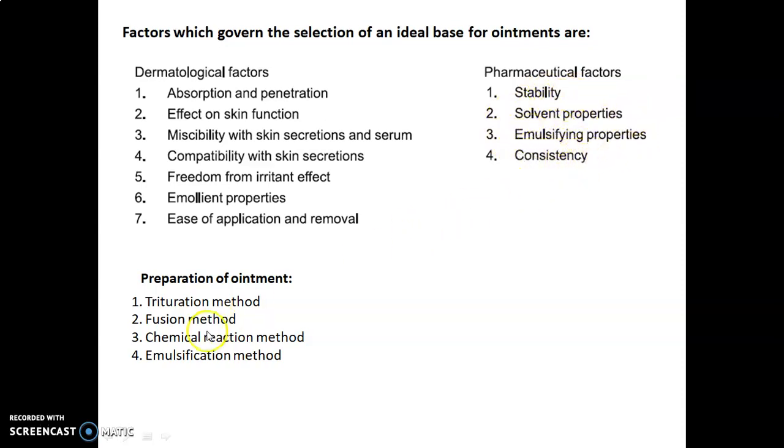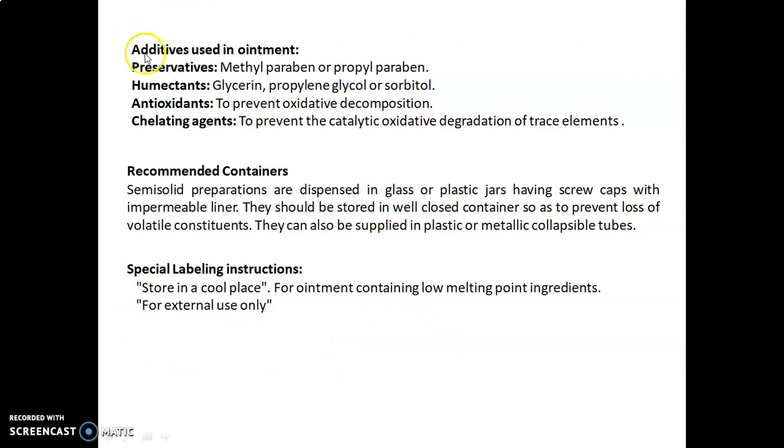Then preparation of ointment. There are four methods: trituration method, fusion method, chemical reaction method, and fourth one emulsification method. Let's discuss the additives used in ointments. These are preservatives, methyl paraben or propyl paraben; humectants, that are glycerin, propylene glycol or sorbitol; antioxidants, which are used to prevent oxidative decomposition; and chelating agents, used to prevent the catalyzing of oxidative degradation by trace elements.